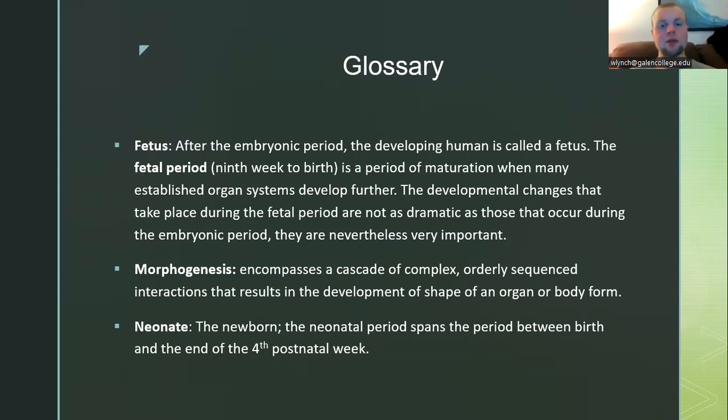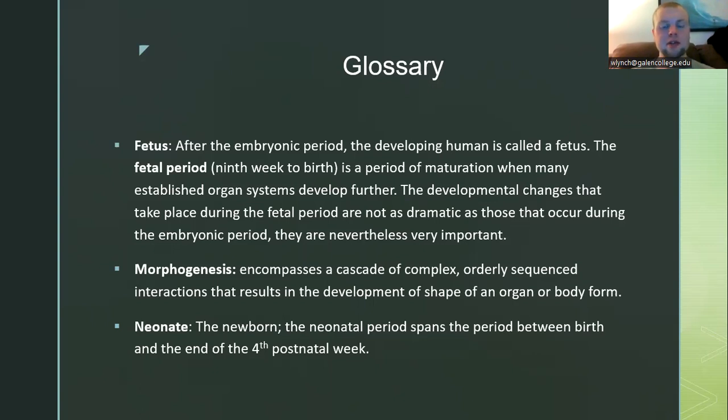Morphogenesis, this is where we have a cascade, usually of interactions that result in the development of an organ or a body form. So, for instance, the morphogenesis of the cardiovascular system or the morphogenesis of the heart are the cascade of ordered events that happen to form the heart.